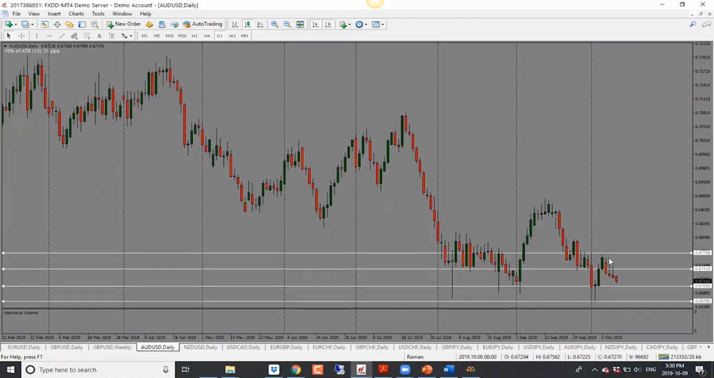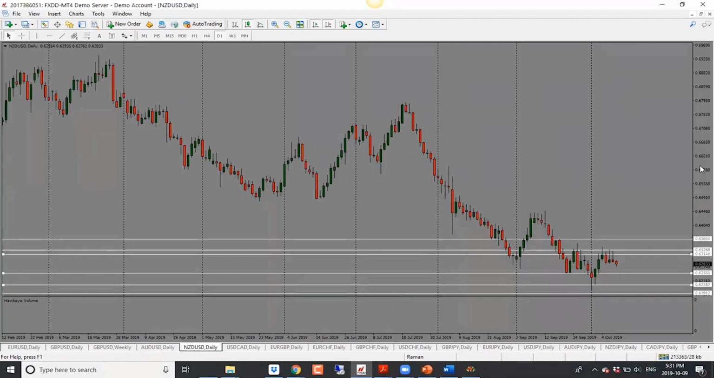Aussie dollar here, we have a bearish pin bar here as well. So looking for price to drop. First target is 0.6700. Second target, 0.6670. So bias is bearish for Aussie dollar.